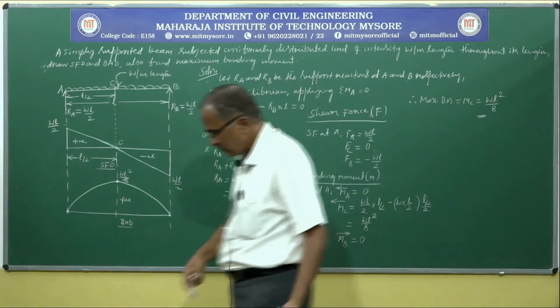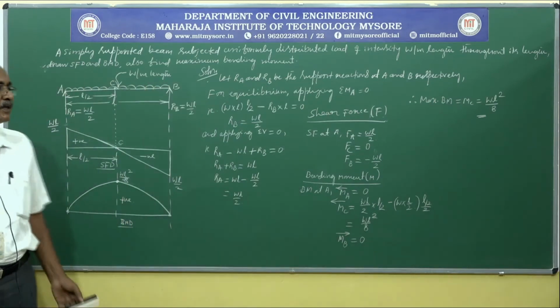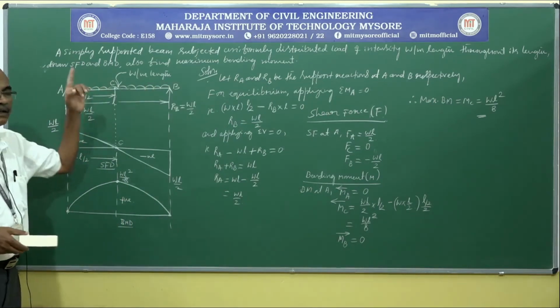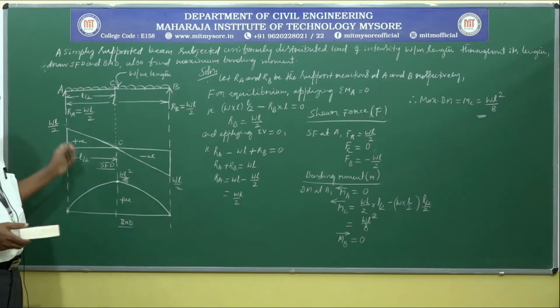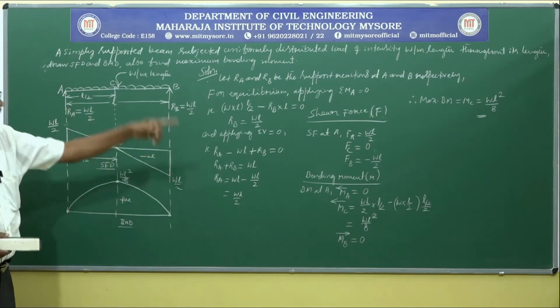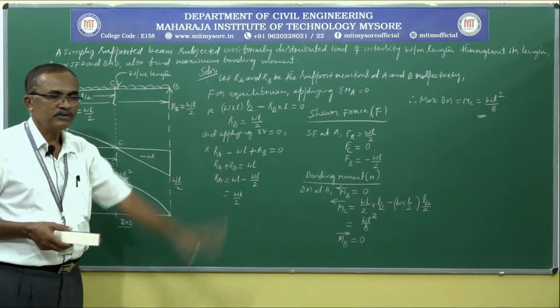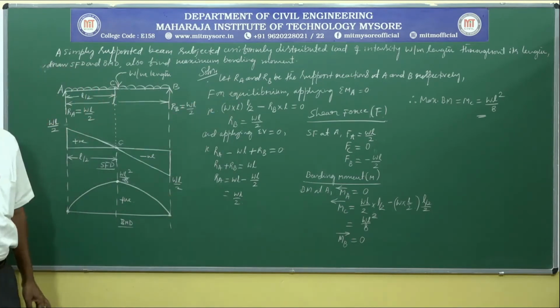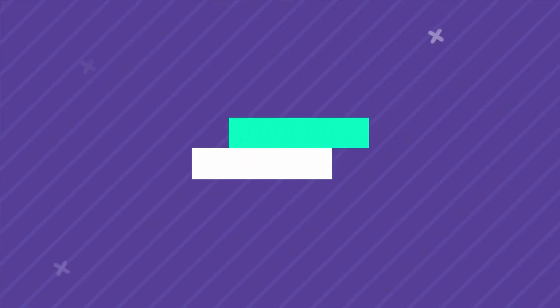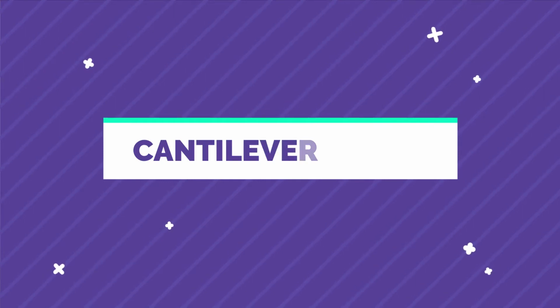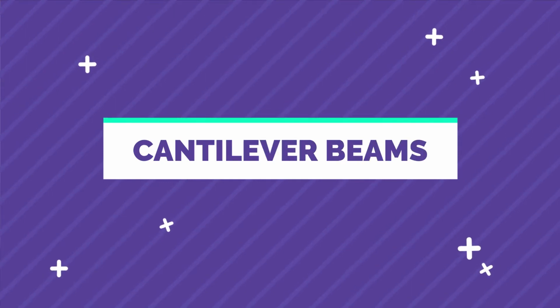So from here onwards you can use this relation whenever you come across a simply supported beam subjected to uniformly distributed load throughout. To calculate maximum bending moment, directly you can use this expression WL square by 8. Now let us consider another type of beam. So predominantly we consider simply supported beam and overhanging beam. We also come across another type of beam, known as a cantilever beam.